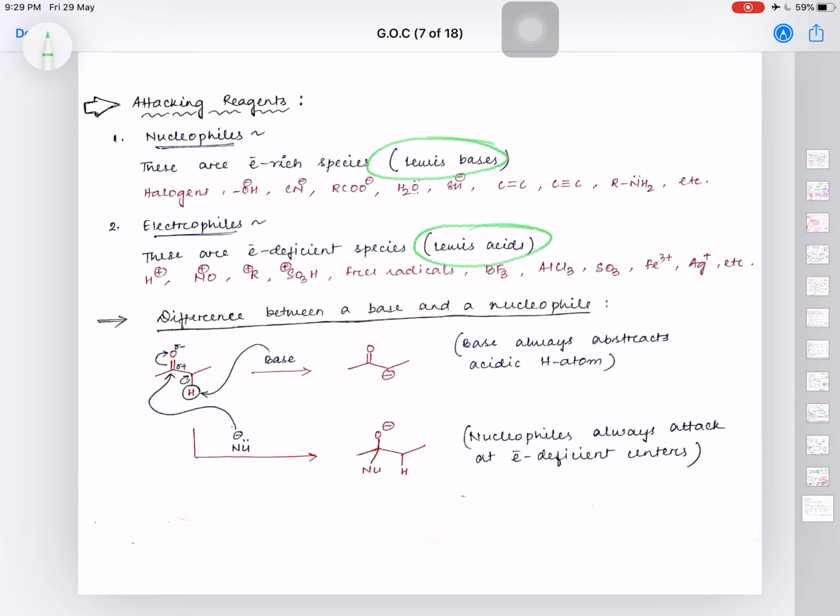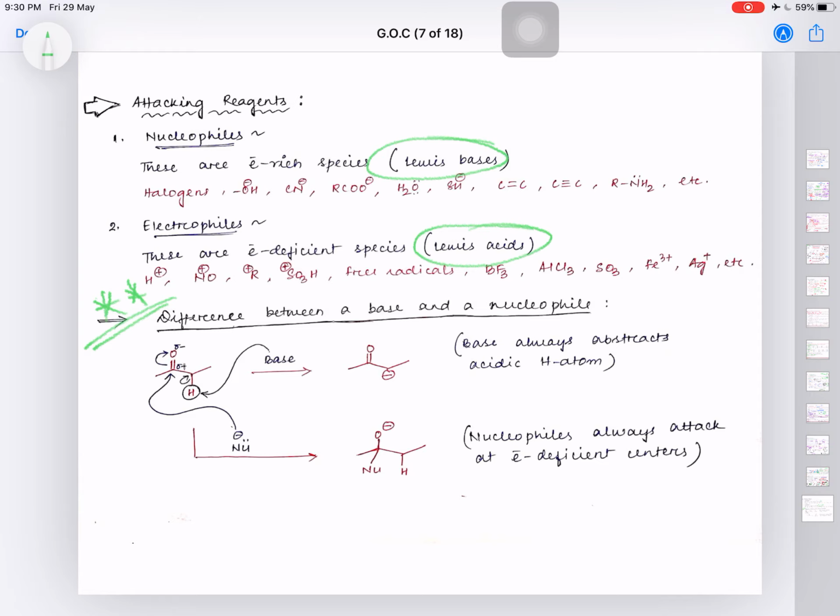One important thing is nucleophile and base. You will always make a mistake if you don't know this. I think about 90% of students will not know this concept, the difference between a nucleophile and a base, because this is very very important. A nucleophile also has a minus charge or lone pair, and a base also has a minus charge or a lone pair. But the only difference between a nucleophile and a base is the way they attack, meaning the way they react.